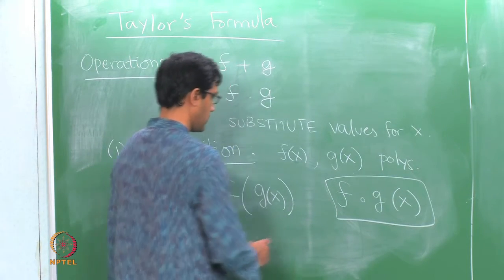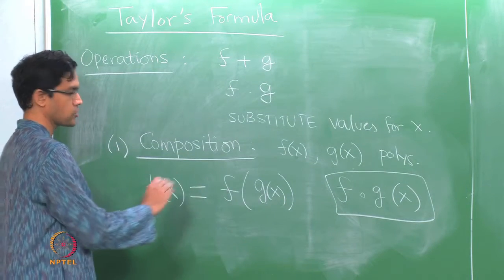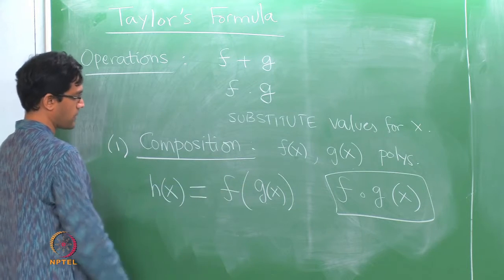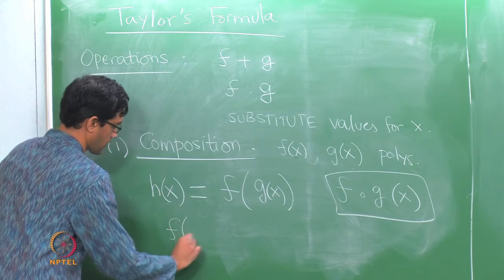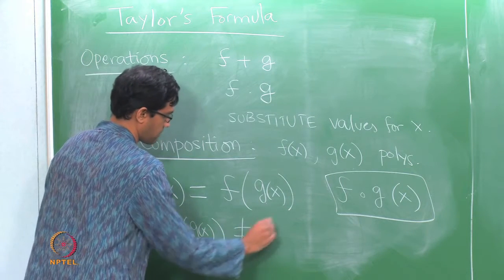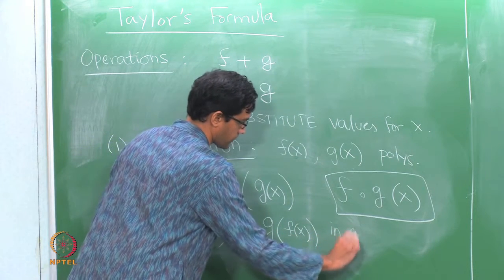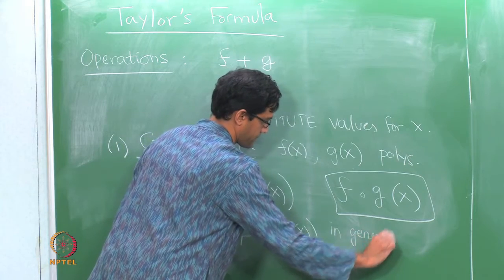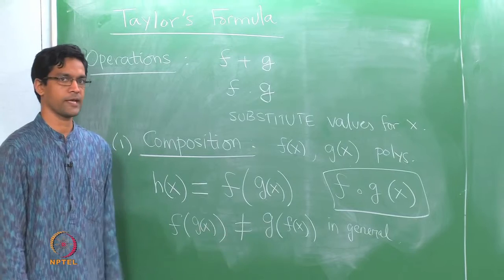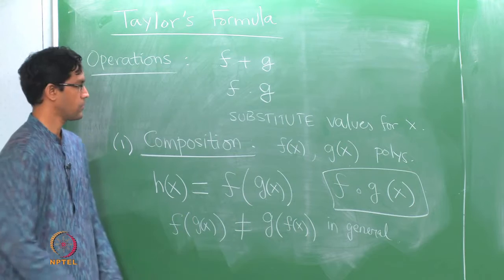And a key thing to note is that composition very much depends on the order in which it is performed. So f of g of x need not be the same as g of f of x in general, which means it could be equal in some special cases, but for arbitrary f and g it will not be the case that they are equal.